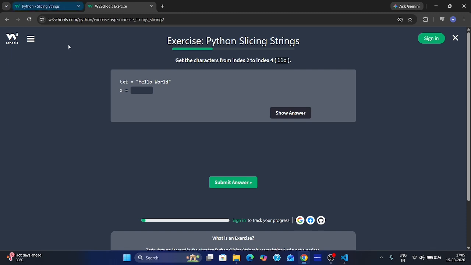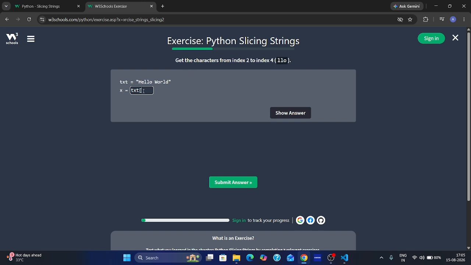Hope you have all done it. Let's check your answer. The variable is txt, so you have to give a square bracket. Index 2 to index 4, LLO. Let's see. This is 0, 1, 2, 3, 4, 5. This is the fifth one, this white space. So you have to get LLO.